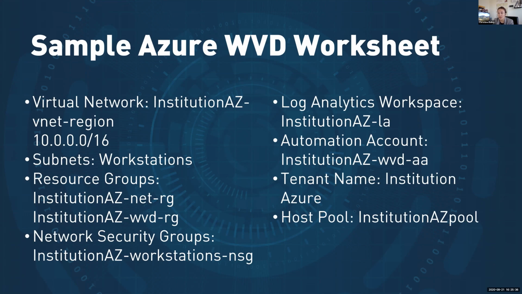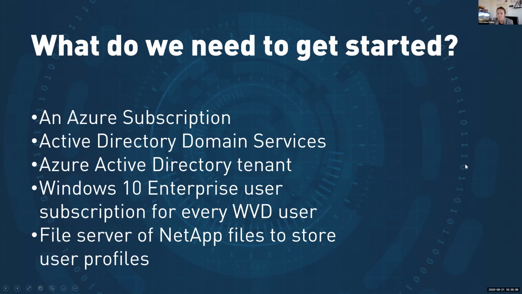And then the log analytics workspace, we set that up. We put the LA just to note that that is the log analytics, and the automation account is the AA that we set up. And again, these are tools that you're going to need to support that WVD environment once it goes live. We'll talk about this later in the slide, but you will have some responsibilities for this environment and making sure that environment stays up to date. And then the tenant name again, and the host pool we have named Institutional AZ. Can you go ahead and go to the next slide?